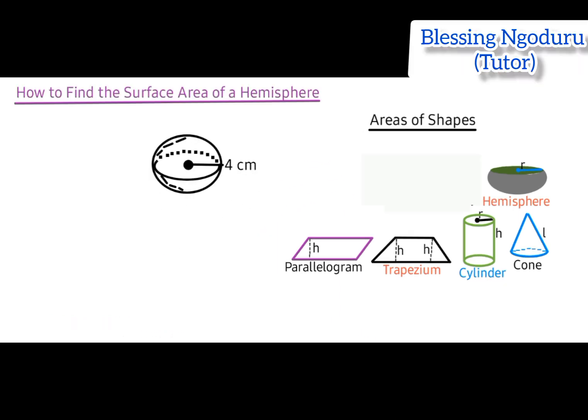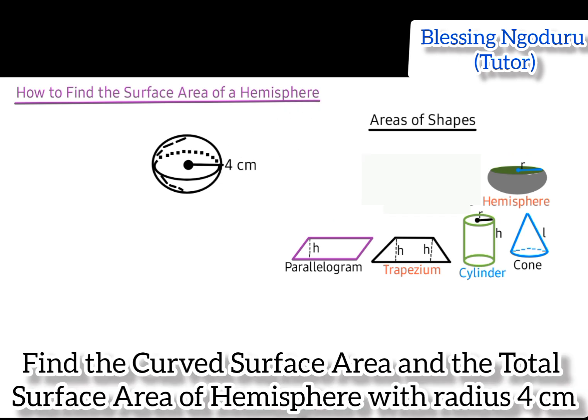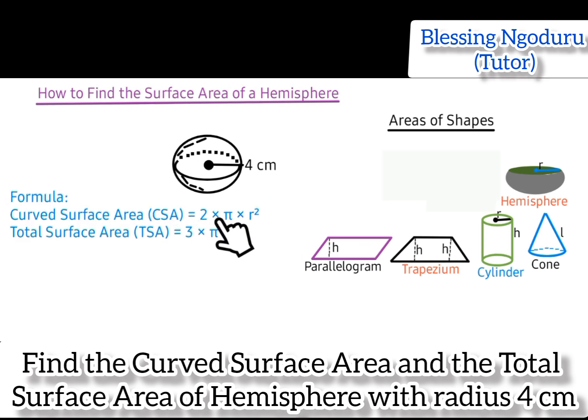Let's proceed to learning how to find the surface area of a hemisphere. Find the curved surface area and the total surface area of a hemisphere with radius 4 centimeters. This is the formula for finding the curved surface area of this hemisphere. We have 2 times pi. That is 2 multiplied by 3.14 as the value of pi, multiplied by r squared.